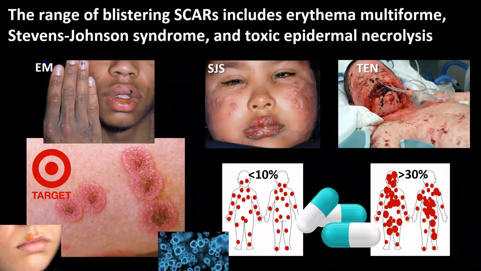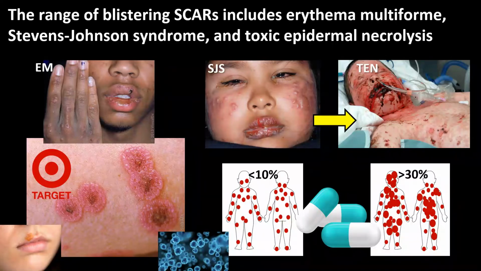SJS is the term used for patients who have blistering affecting less than 10% of their skin. It can be triggered by medications or infections in various reports. TEN, on the other hand, is more often due to medications and affects more than 30% of the skin. We know, however, that a certain number of SJS patients are going to go on to have more skin involvement and eventually qualify for that diagnosis of TEN.